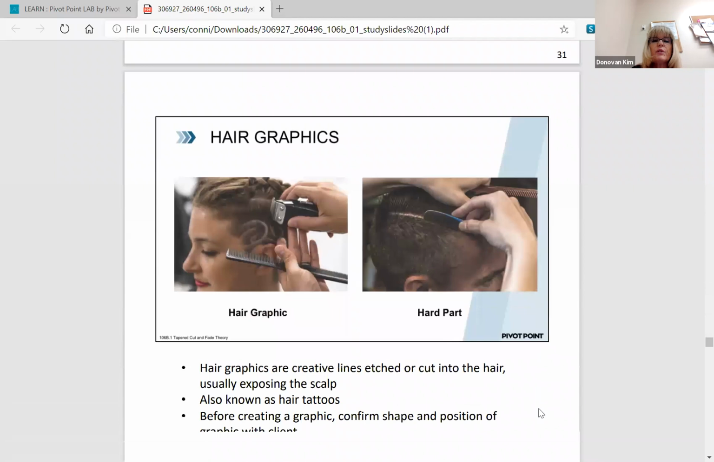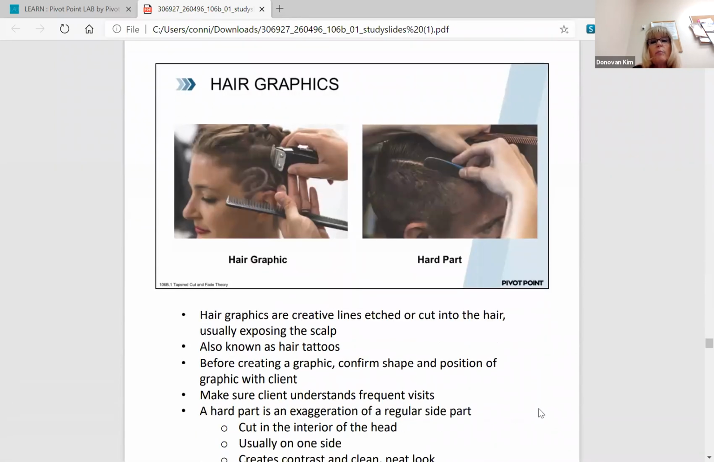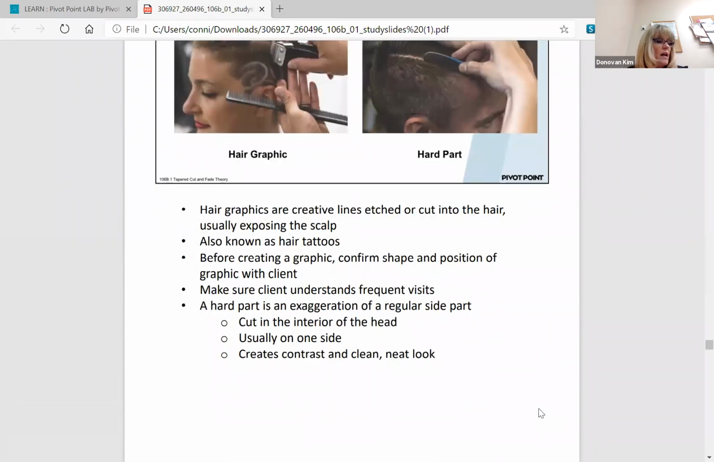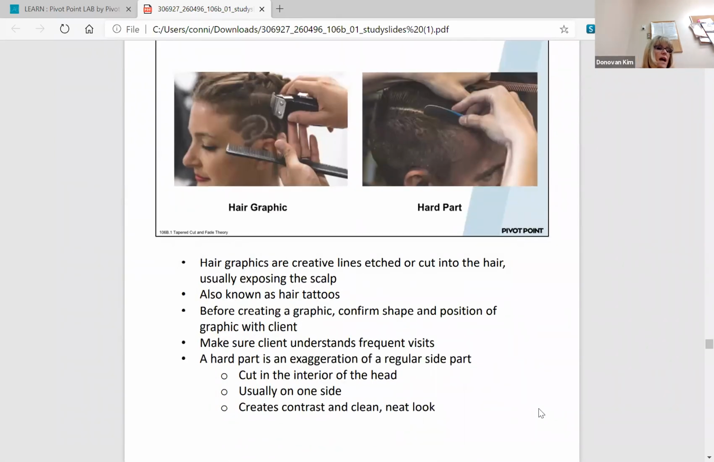And then if you're going to do hair graphics or a hard part, right? Hard parts are usually cut on the side, and it is an exaggerated version of a regular side part, creating a constant, neat, clean look. Like hair graphics, hard parts can also be done using trimmers or a straight razor. A hard part is added to many haircuts, including undercuts, fades, and comb overs.